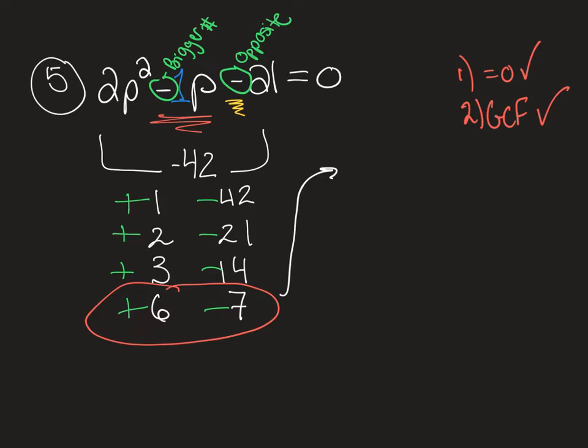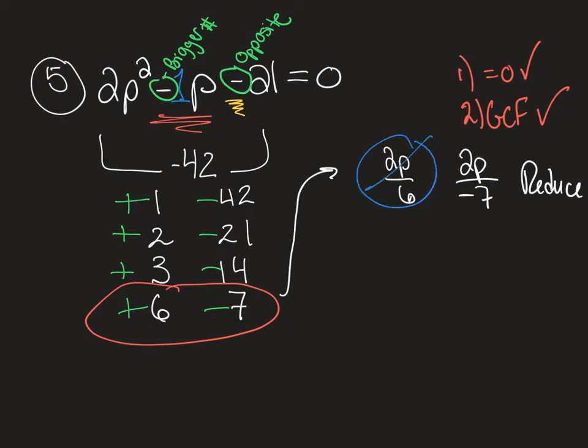So now I can rewrite this. We're going to put our 2p up top, not just a p this time, it's a 2p. So 2p over +6 and 2p over -7. And then we need to check if they reduce. This time they do. This one reduces. The 2 over the 6 is going to reduce to 1p over 3, which we can also write as p over 3. My other fraction does not reduce. So my first one is going to be p plus 3 because that 3 was positive. The other one's going to be 2p minus 7.